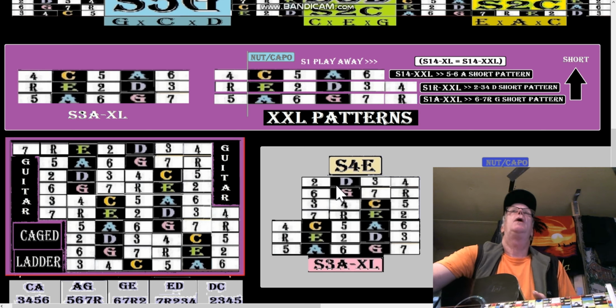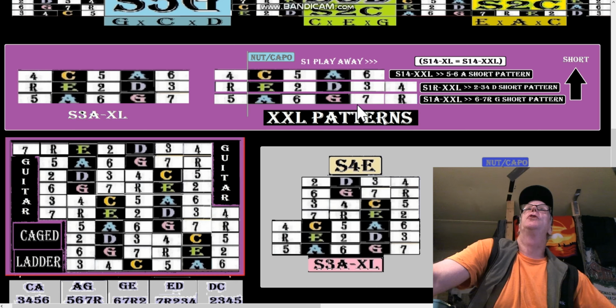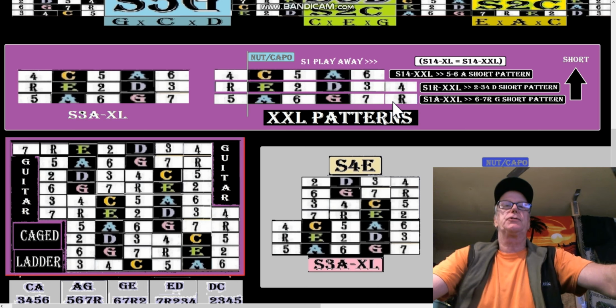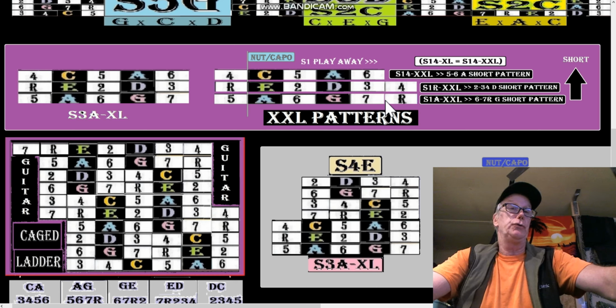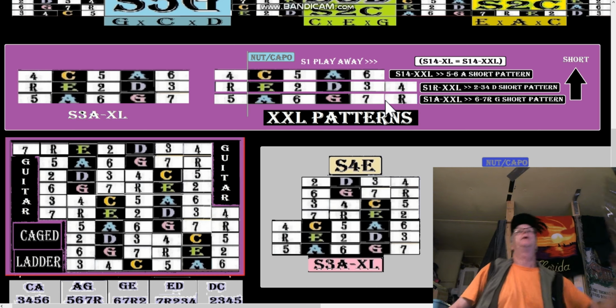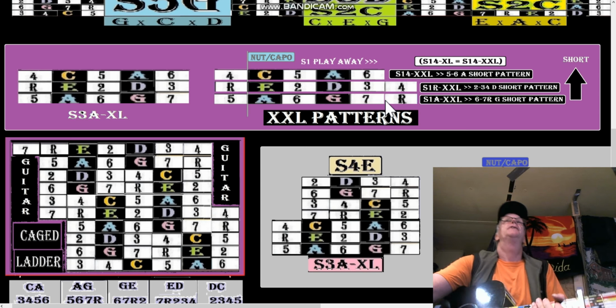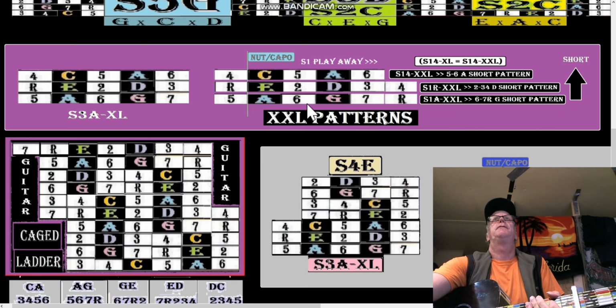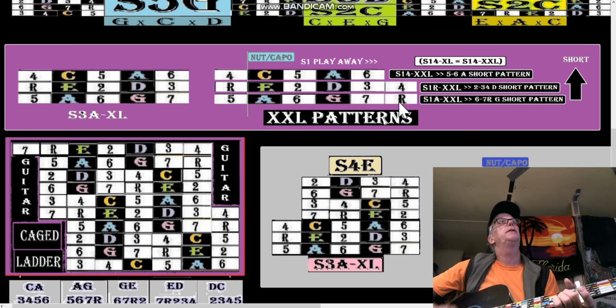So the reason why we want to make a long pattern go right into that next string shape from the get-go is so we don't get confused. So let's look at it this way. We're going to start with, let's say, this Mixolydian 5, 6 and go right into that G shape. So first we've got this.